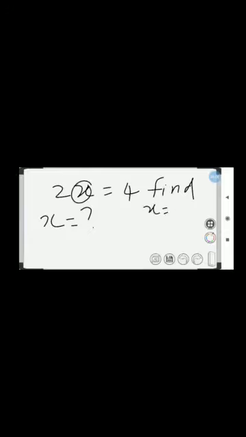For example, I will write here 2x equal to 4. Find x. What is the value of x? Here the left hand side has an expression with a variable, and the right hand side has an expression without a variable. So how can we find it, sir? First, instead of x you have to put 1. So 2 into 1 is 2. 2 equal to the right hand side 4? It is not equal.